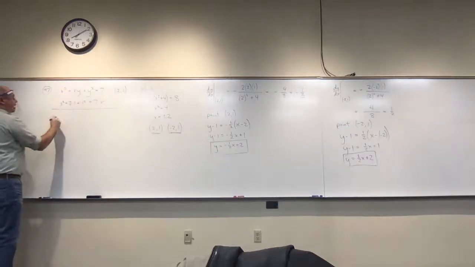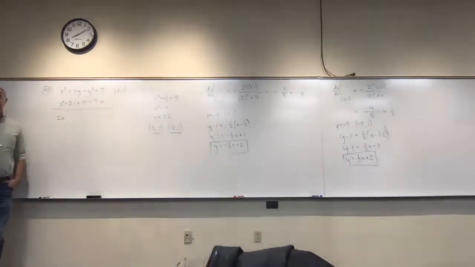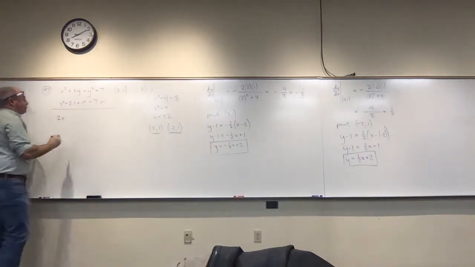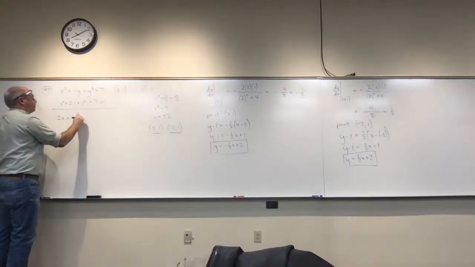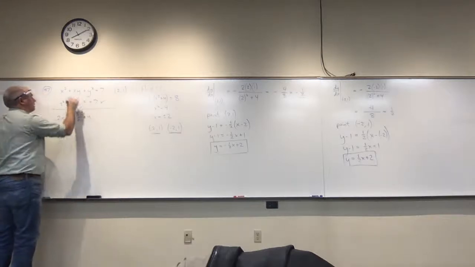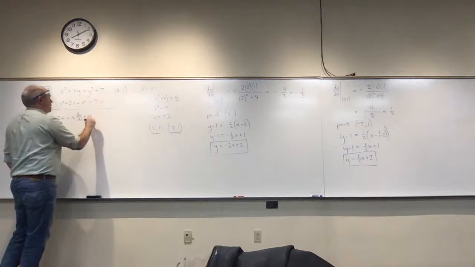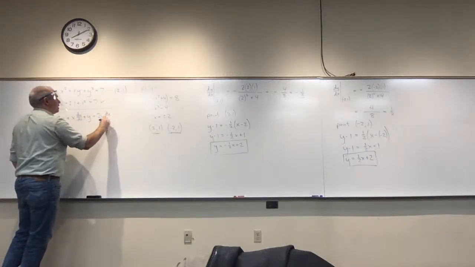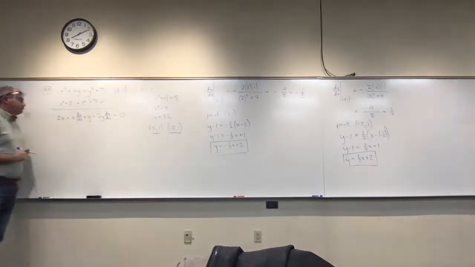So I'll use implicit differentiation to find the derivative of this function. The derivative of x squared is 2x. The derivative of xy is a product, so I need to use the product rule. It's the first, x, times the derivative of y, which is dy/dx, plus the second, y, times the derivative of x, which is just 1. The derivative of y squared is 2y dy/dx, and the derivative of 7 is 0.